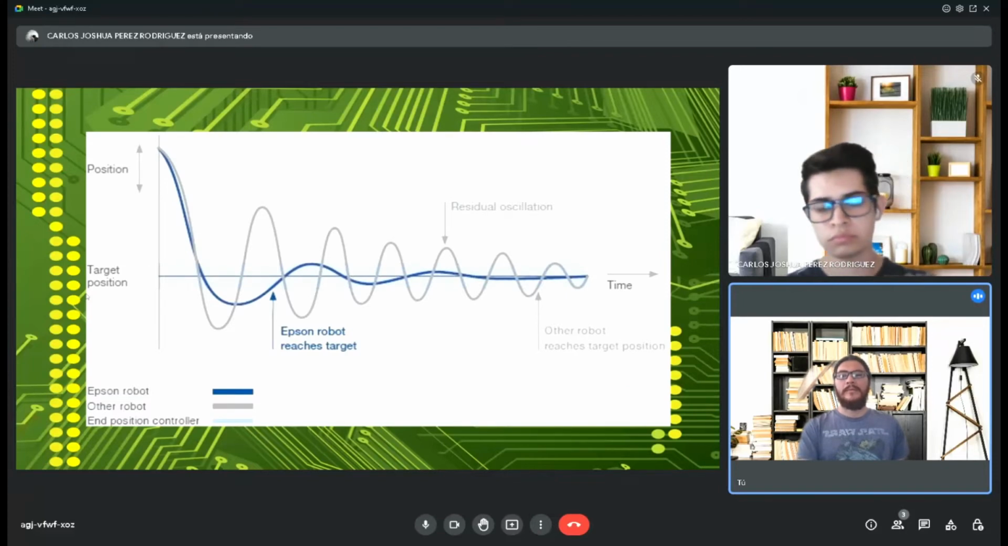For example, here we can see the difference between an Epson model and any other. In this graph, we see the relation of position and time, where we can see that there was a very fast movement stabilization. Next.